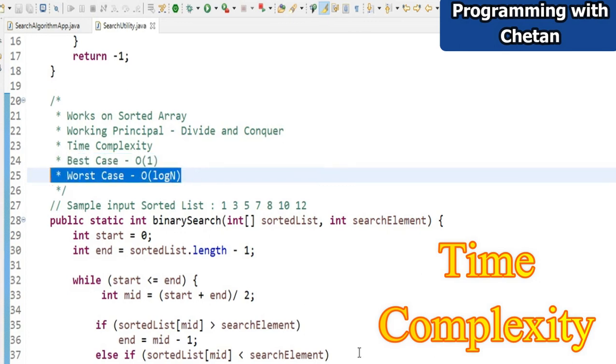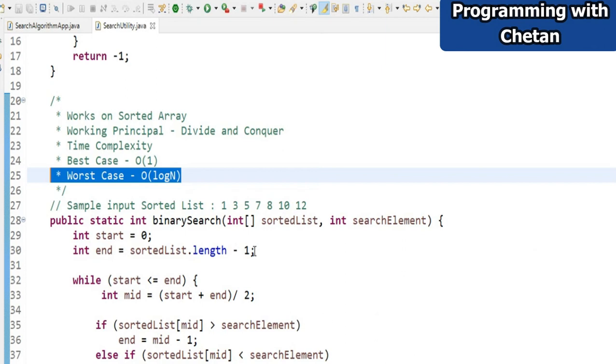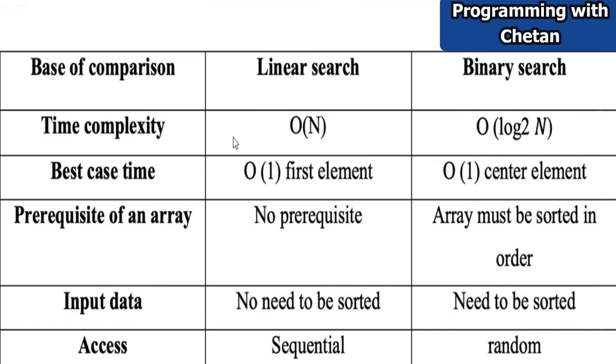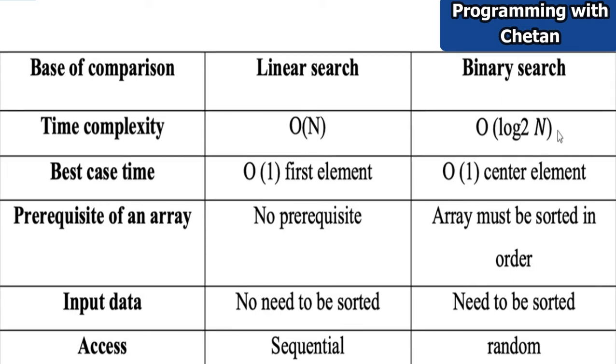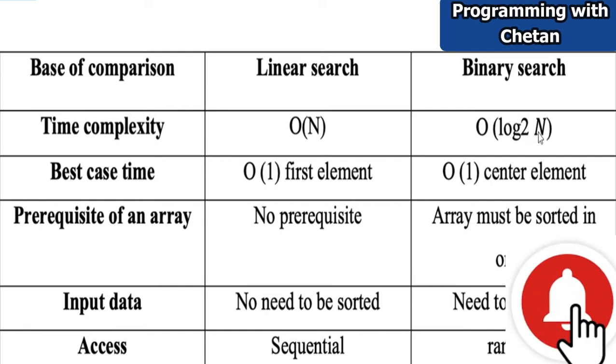Okay, I hope that you are able to differentiate between linear search and binary search, but let me also give you some pointers. So here on your screen you can see the differences between linear search and binary search. So if we talk about the time complexity, then linear search is having complexity of order of n, whereas binary search is having complexity of order of log 2n. This we have already discussed that it is a sequential search, and here it is working on the principle of divide and conquer. That is why its complexity is order of log 2n.